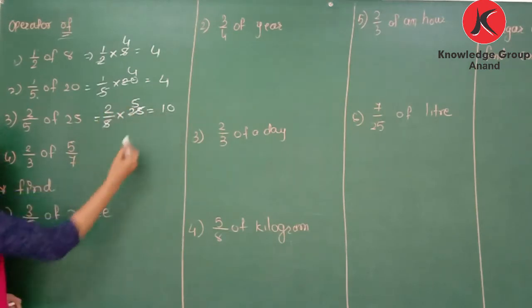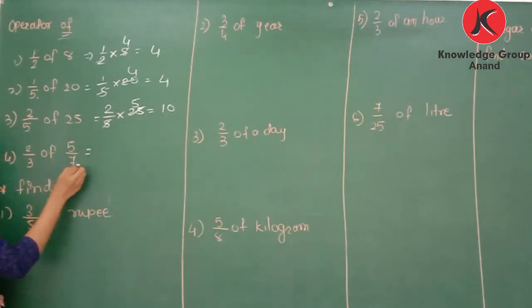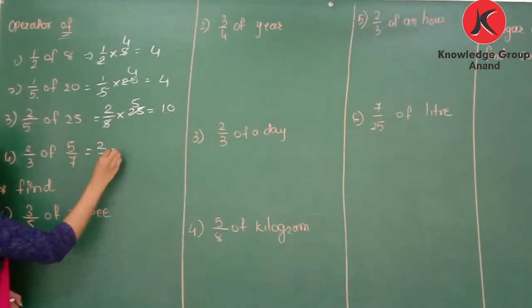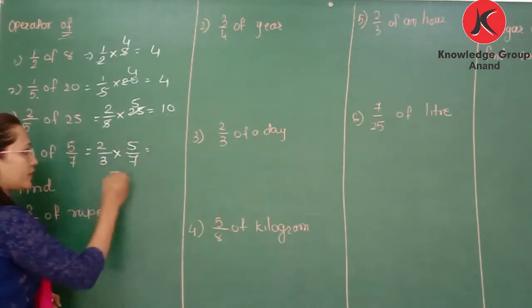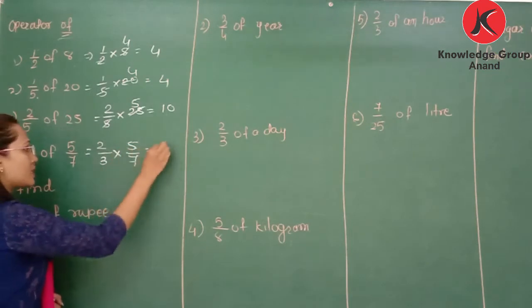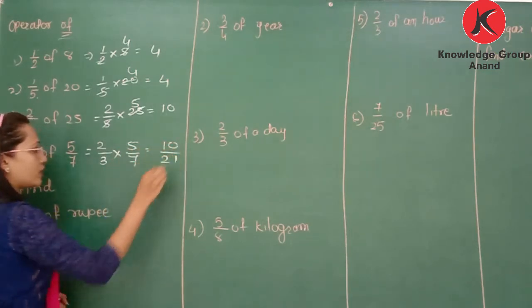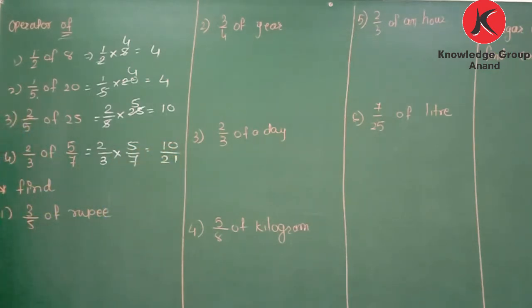5 2s are 10. 2 by 3 of 5 by 7, we can write 2 by 3 multiply 5 by 7. So no common factor between them. So 2 5s are 10, 3 7s are 21. So this will be our answer.